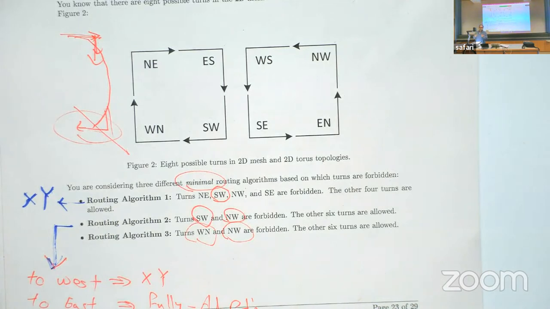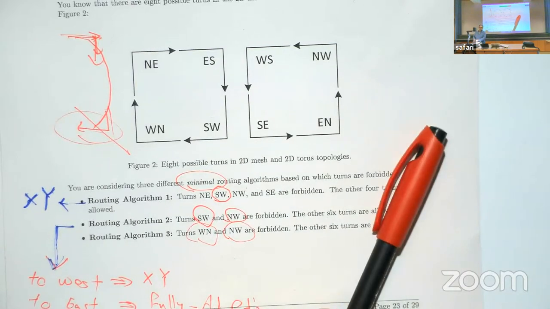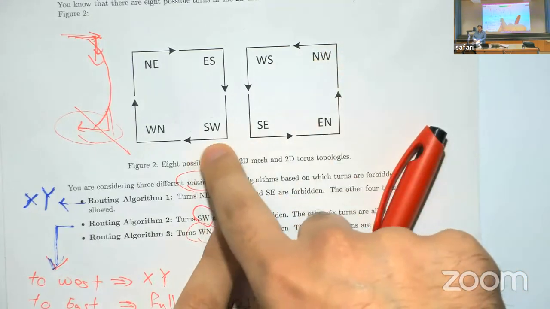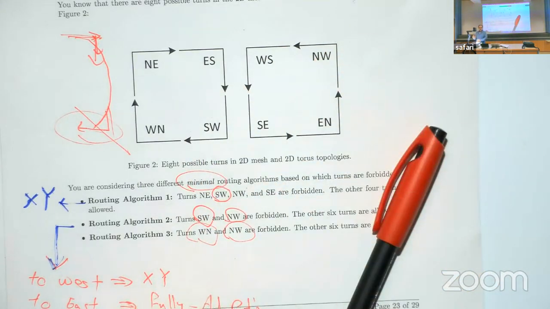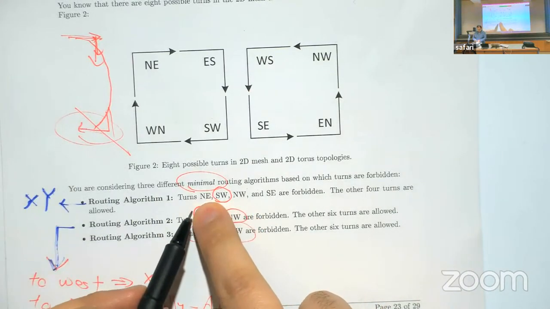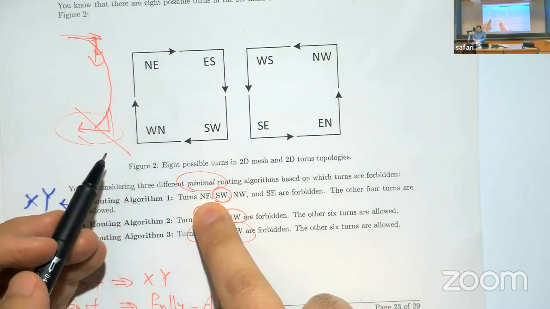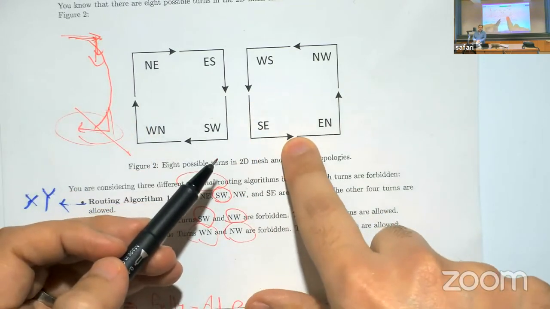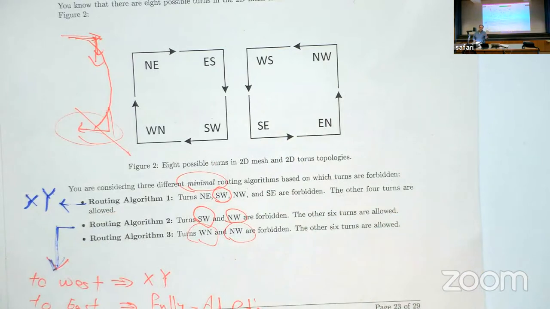I'm considering that because I want to make a proof, right? I'm saying that if we have a circle, that's the hint, from the turns that are forbidden. Since southwest and northwest are forbidden here, I can see that they are in the rightmost part. But for example, for XY, because northeast and southeast are also forbidden, you can prove it with the leftmost edge.